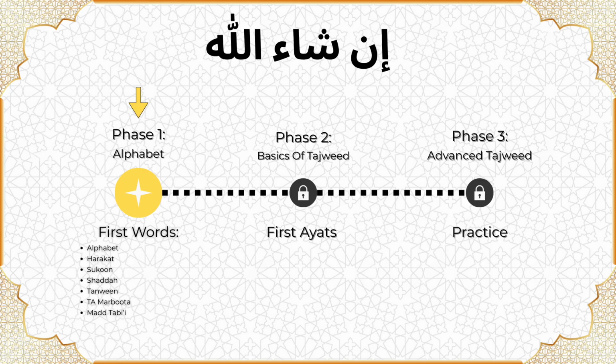Here is the roadmap for our journey. We are starting with Phase 1, the alphabet. This is the foundation. Once we master the letters, we will move to Phase 2, basics of Tajweed, and then eventually Phase 3, advanced Tajweed. In this first phase, we will cover the alphabet, the vowel marks known as harakat, and other essentials like Sukoon and Shadda, leading up to reading your first verses.